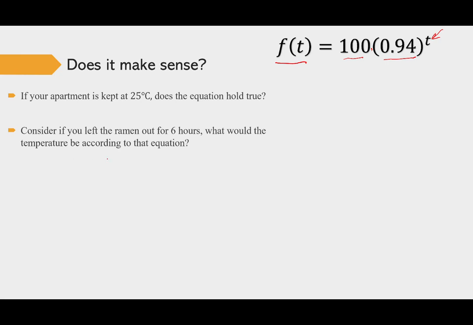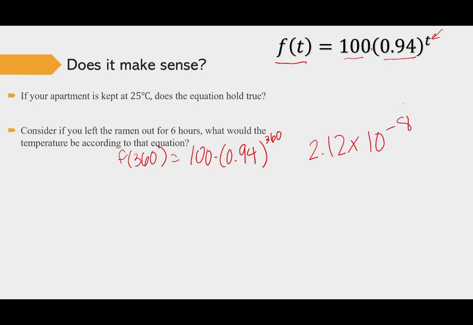Let's calculate this. Let's try it with the equation. So we'd have f of 6 hours, so that's 360 minutes. We plug that in. So that'd be 100 times 0.94, and our t is 360. That actually, in the calculator, gives you a number in scientific notation. So it's really, really small, times 10 to the negative 8. So almost 0. Right? So it would level off maybe at 0. Not maybe, sorry. It would level off at 0. This function actually has a horizontal asymptote at 0.